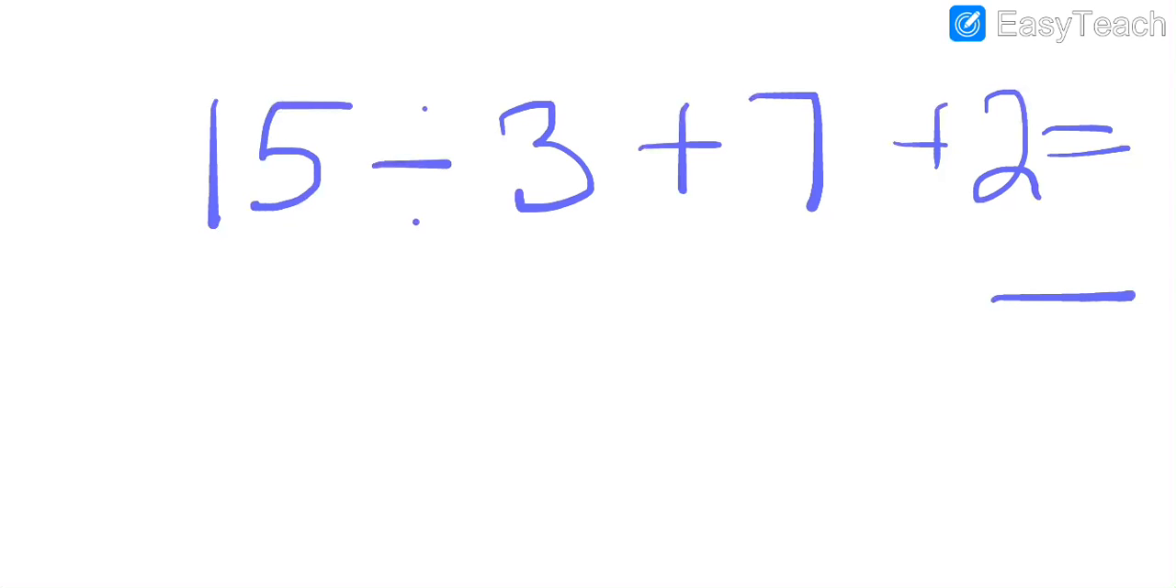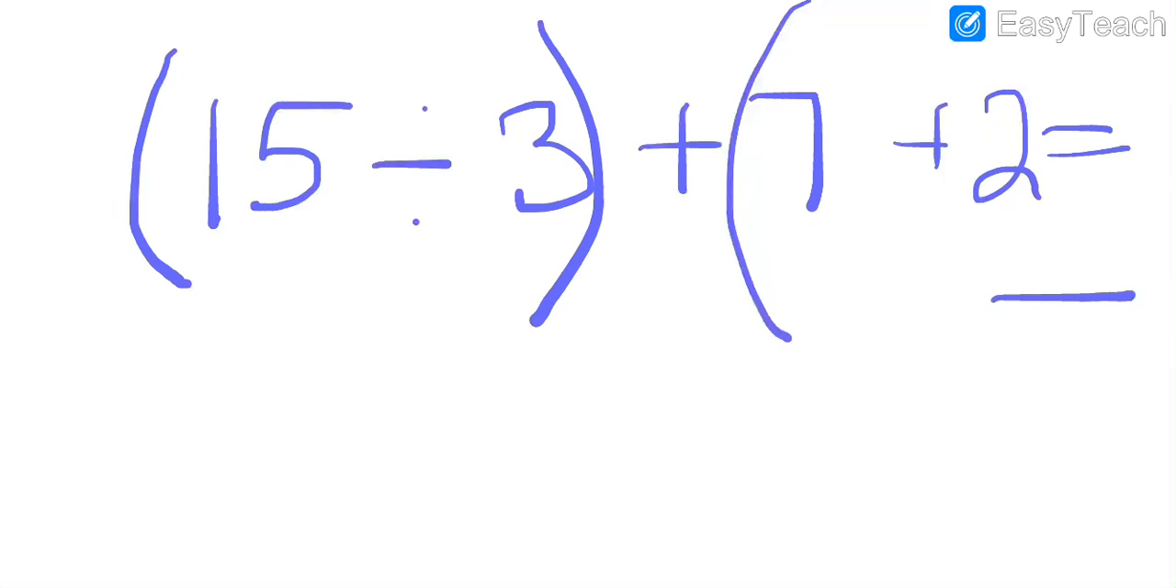So M is multiplication. I don't see anything there. D, division. I do see a division equation. So let's go ahead and insert our own parentheses there. After division is addition. I do see an addition problem over here as well. So I'm going to do another set of parentheses. You can have more than one set of parentheses in an equation. Very good.